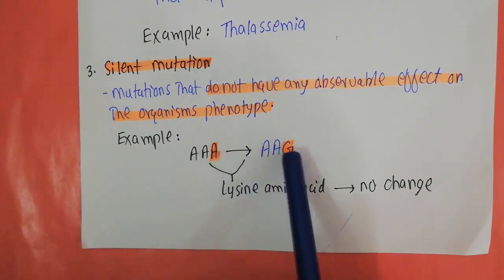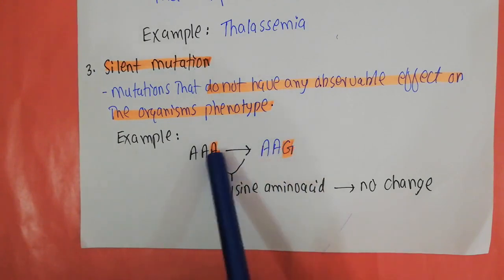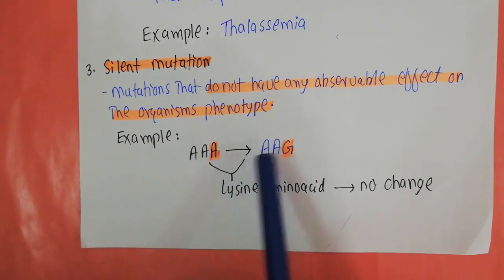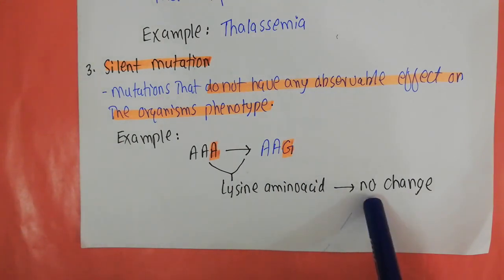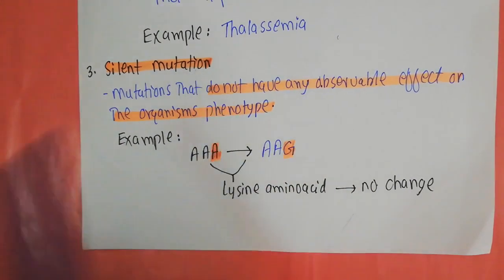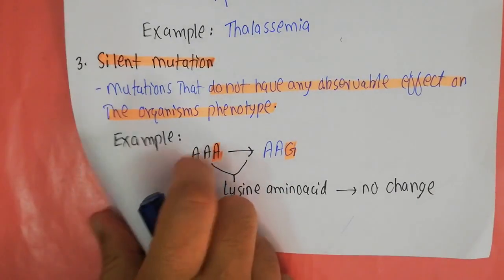So you are getting a point mutation over here, but as both of them code for the same amino acid, there will be no change in the structure of the protein, and these kinds of mutations are called silent mutations.